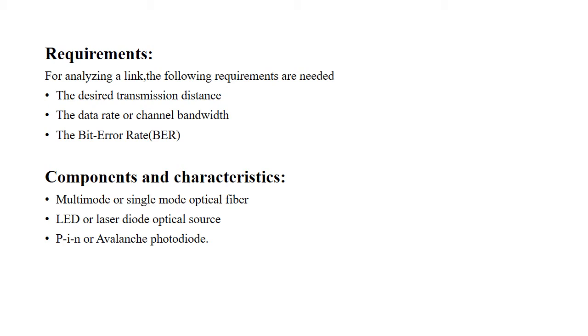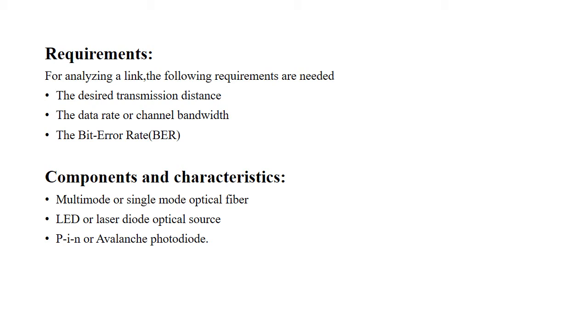Requirements. For analyzing the link, the following requirements are needed: the desired transmission distance that is possible, the data rate or channel bandwidth, and the last one is bit error rate. The components and their characteristics must satisfy these requirements. The system should be designed based on the following components: first, multi-mode or single-mode optical fiber; second, LED or laser diode optical source; and third, PIN or avalanche photodiode.